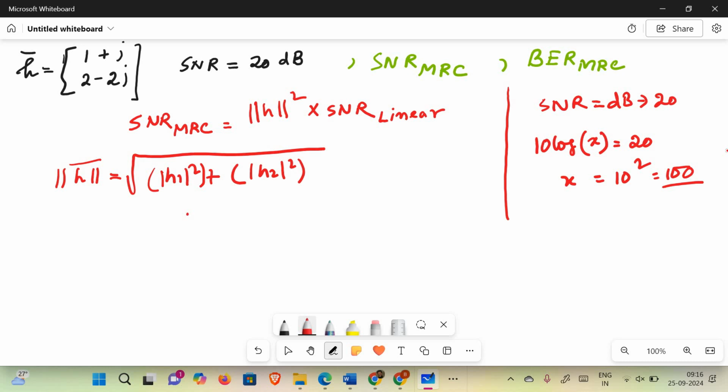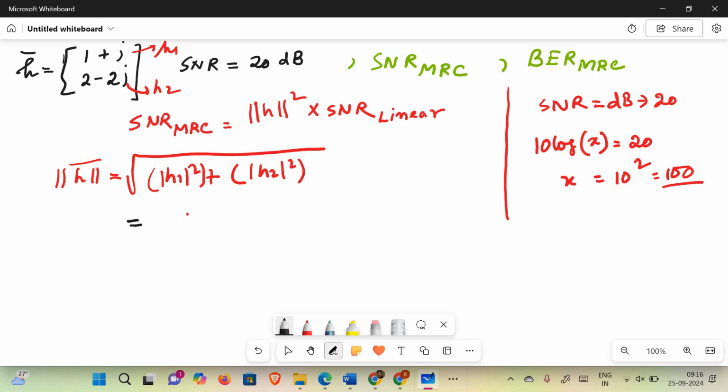So the two paths are indicated by 1 plus 1j and 2 minus 2j. So that is basically my H1 and this is my H2. Alright, if this is the scenario, let us put the values in. So let me just put the values.